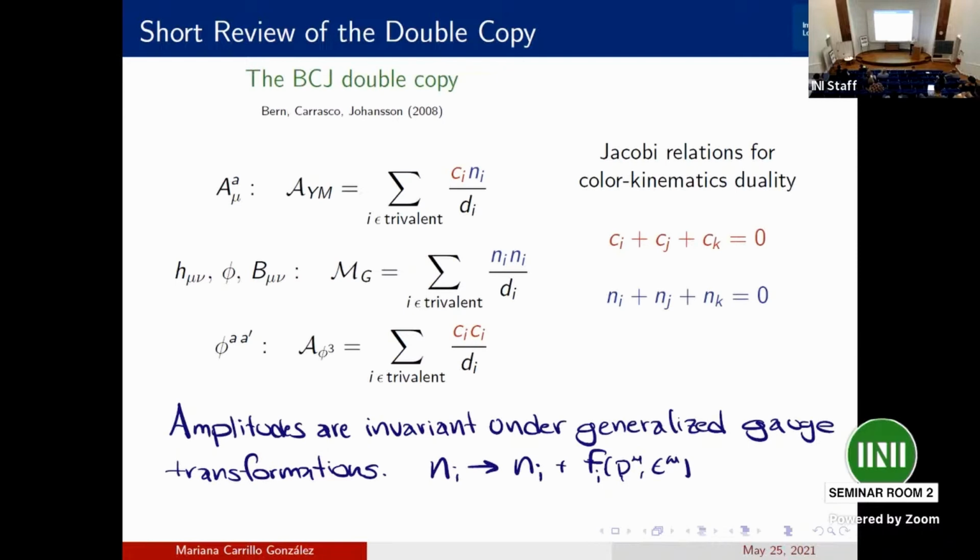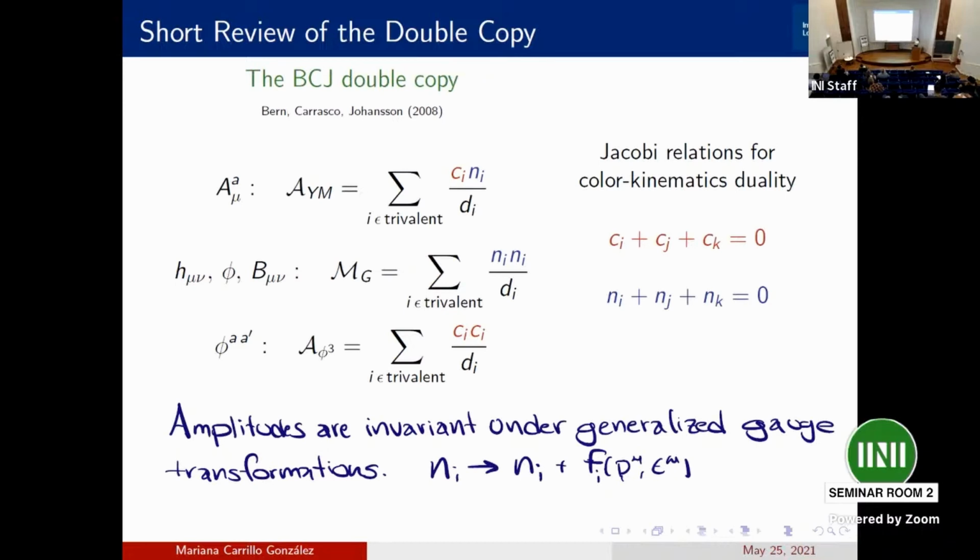But you can also play the same game, and instead of removing color, you can remove kinematics. So now I remove n and double the color, and I propose this as my new amplitude. This new amplitude is called the amplitude of bi-adjoint scalars. These are scalars with 2 adjoint indices that can correspond to 2 different global groups, like 2 different SU(N)s, for example. They play an important role in the double copy structure, although they're not really a physical theory.